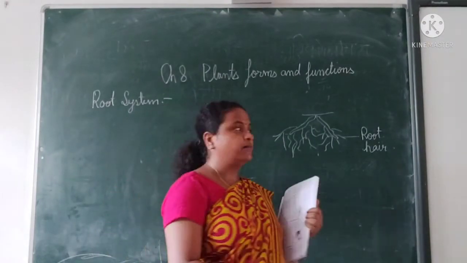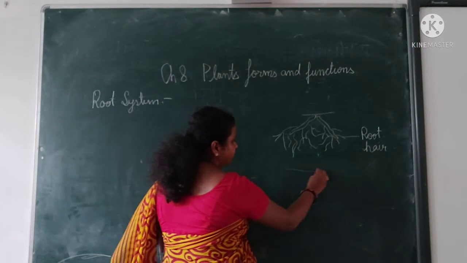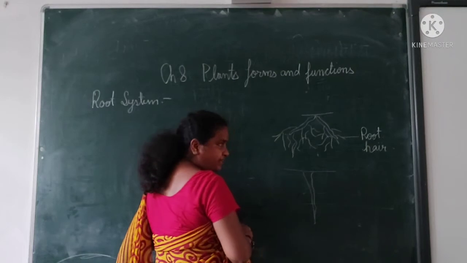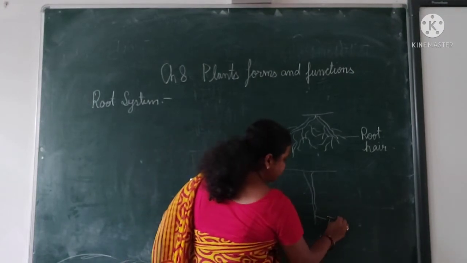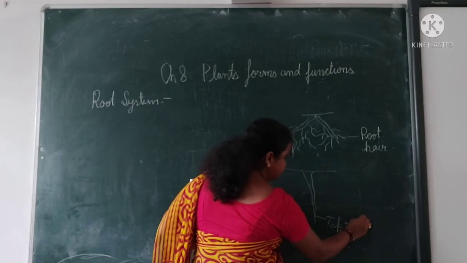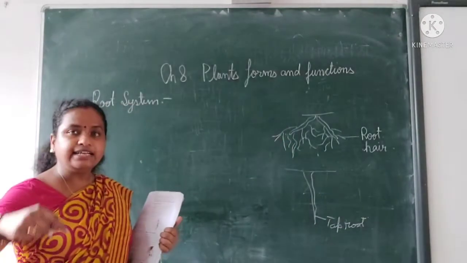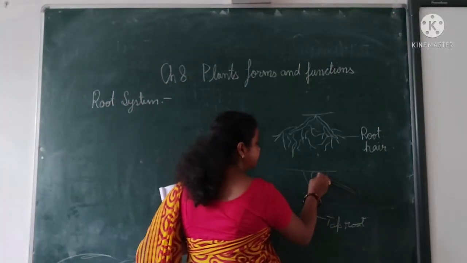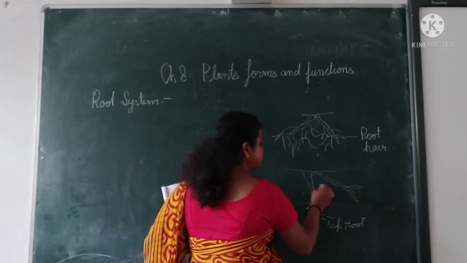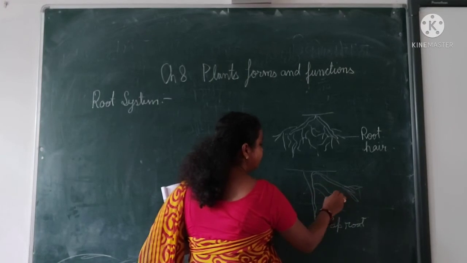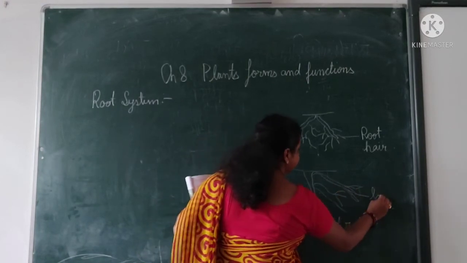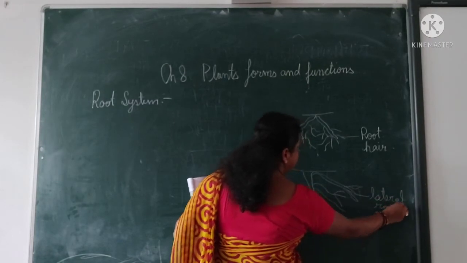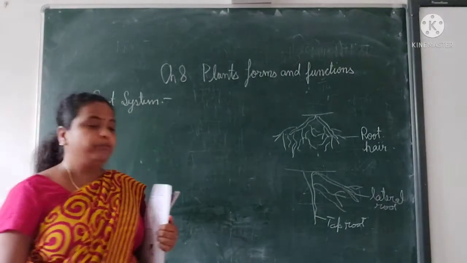Okay. Now, when you see a plant, one root is made like this, which is the main root. This is called the taproot. It goes directly downward. Then it has several branches like this, which are called lateral roots. What are they called? Lateral roots. So branches of the root are said to be lateral roots.